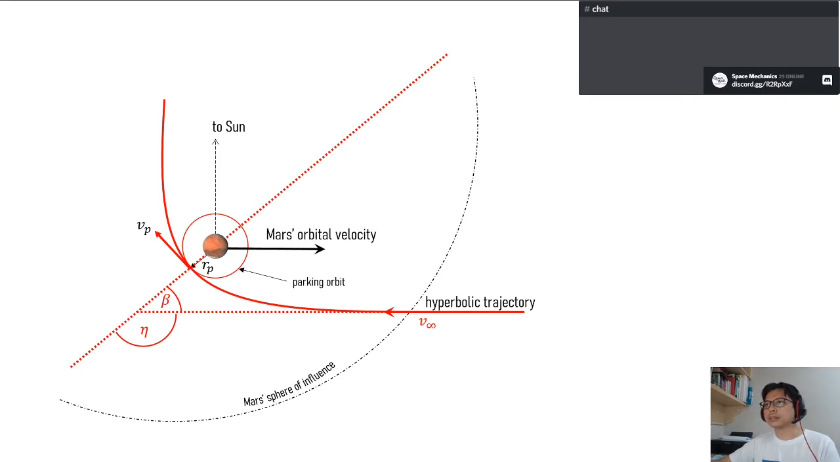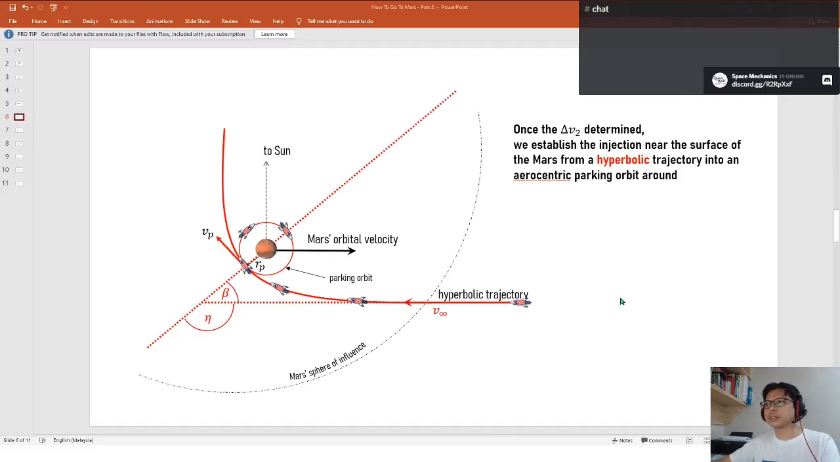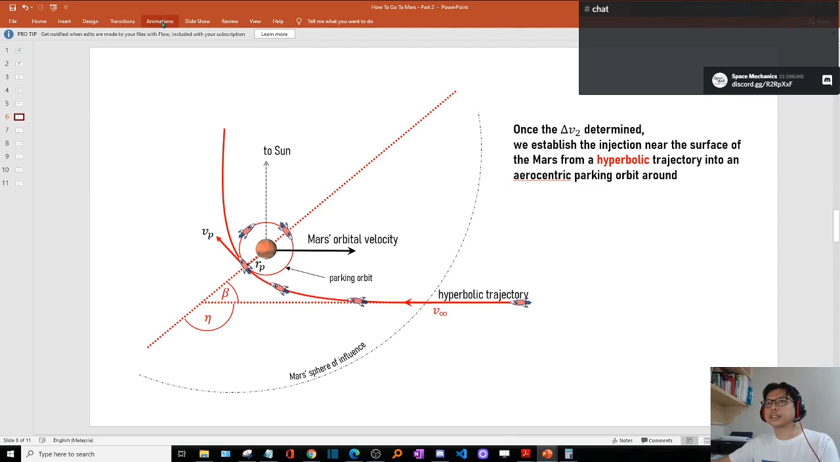What's the animation? Didn't work. Maybe we try this.